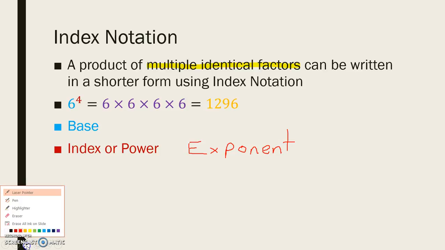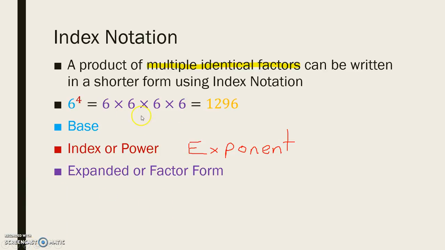And then we have the expanded or factor form, which is what that's called because it's made up of factors. And finally, the basic numeral or number. So they're the parts that you must be able to identify.